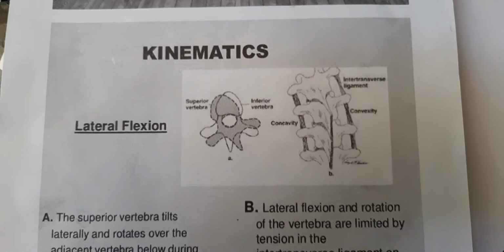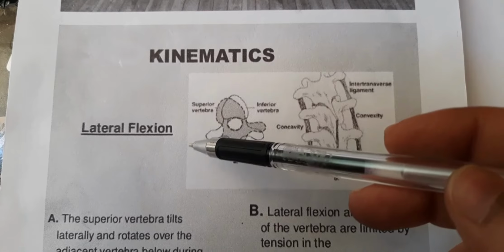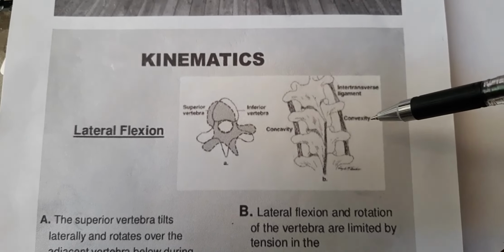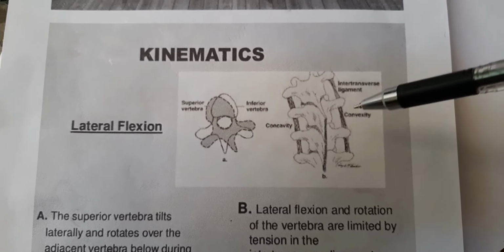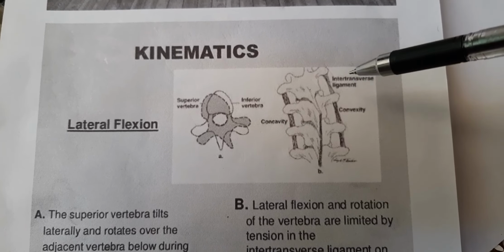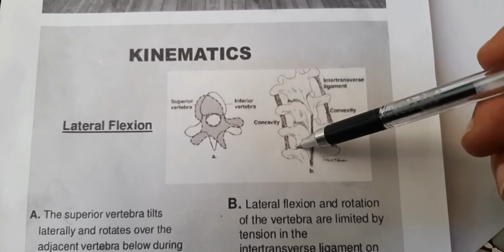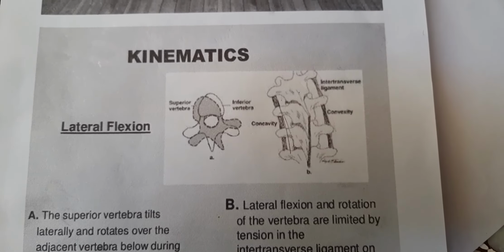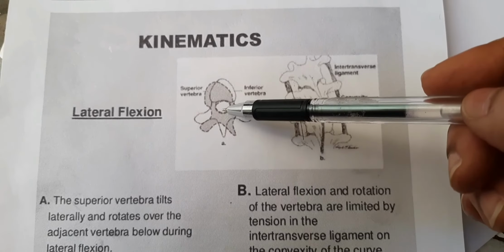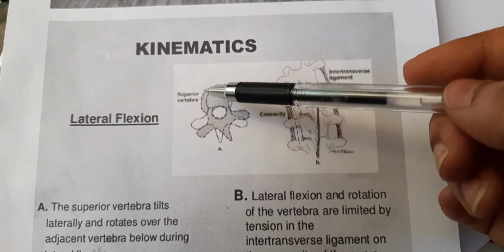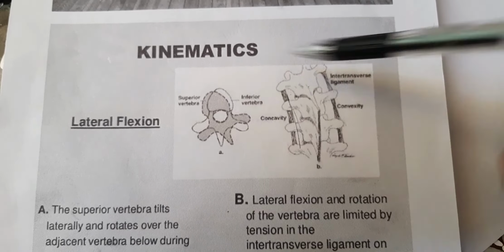Okay. As for the kinematics of lateral flexion, whenever it comes to lateral flexion or rotation of the vertebra, you will see the transverse ligament is at tension. So these transverse ligaments are at tension during lateral flexion, and along with that the superior vertebra tilts laterally and rotates over the adjacent vertebra.